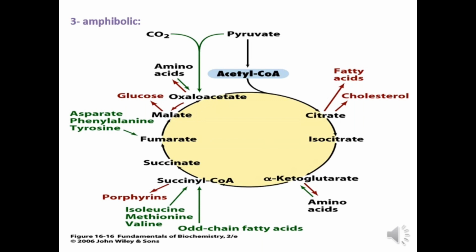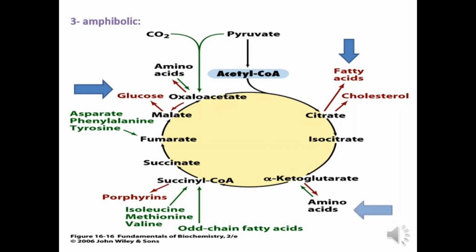It has a central role in gluconeogenesis. The synthesis of glucose starts from Krebs cycle. Also, it has a role in lipogenesis, the synthesis of fatty acid. Citrate from Krebs cycle goes outside to the cytosol and is cleaved by citrate lyase into acetyl-CoA and oxaloacetate. Acetyl-CoA is the building block for fatty acid synthesis and cholesterol synthesis.